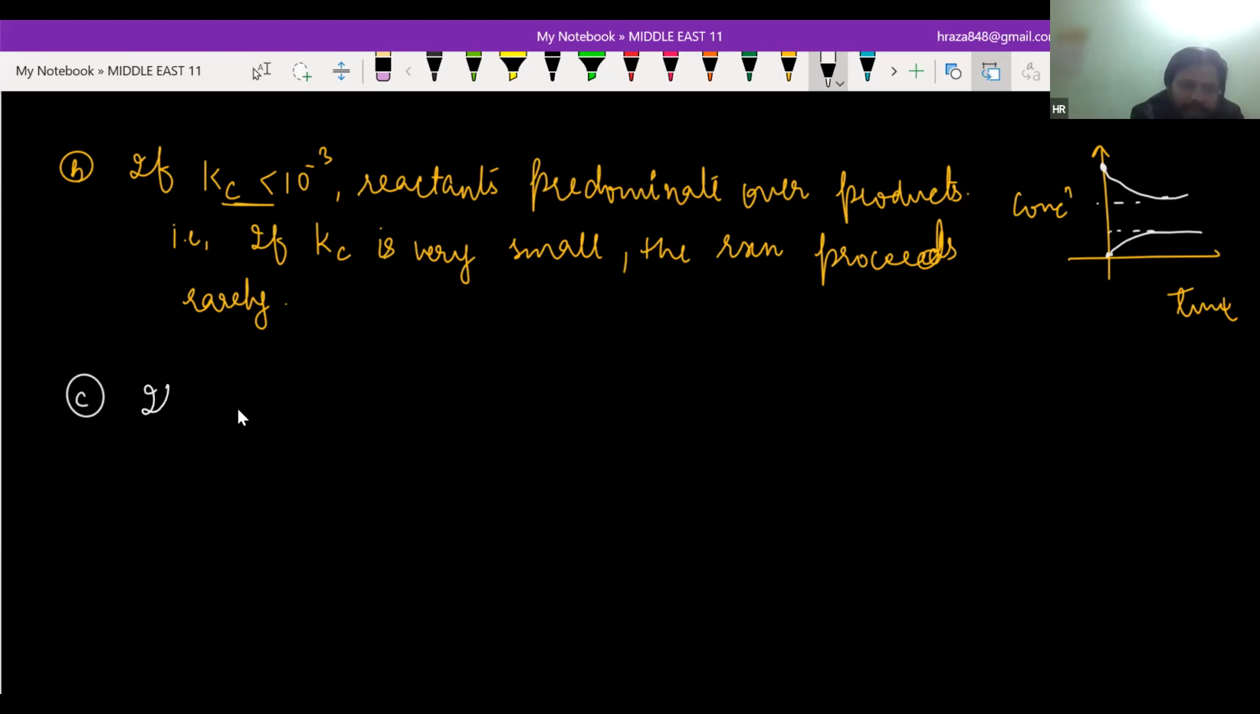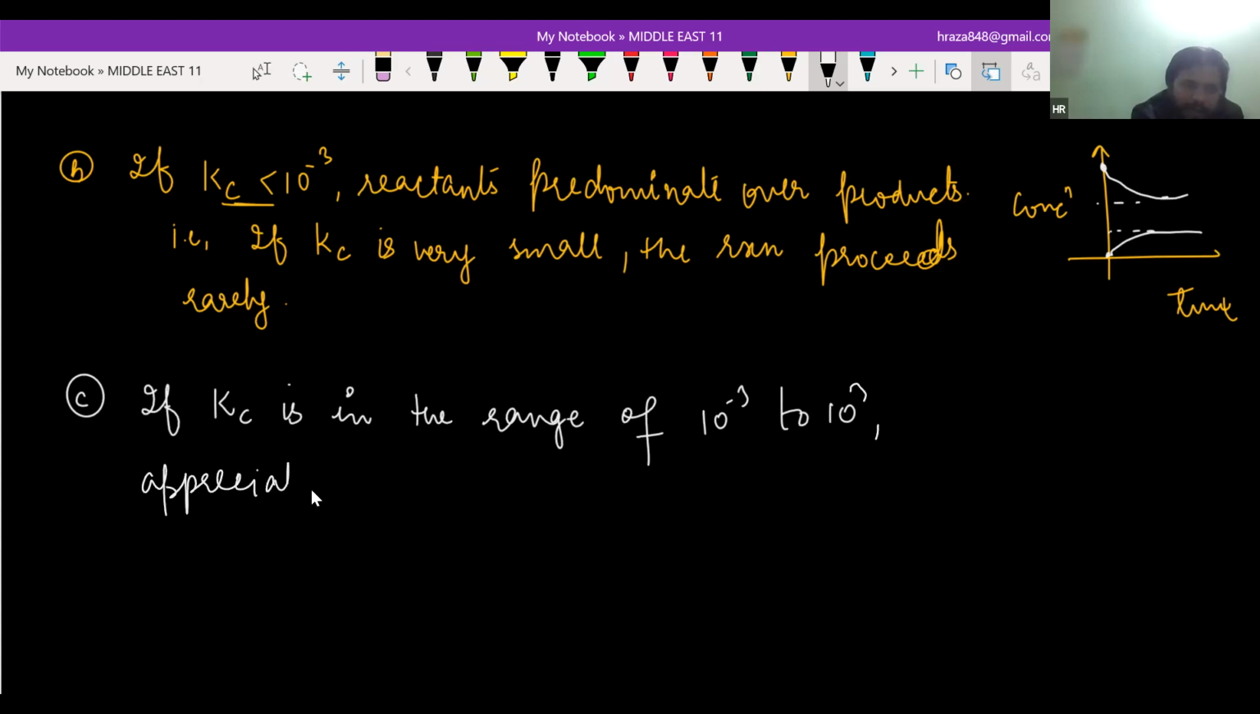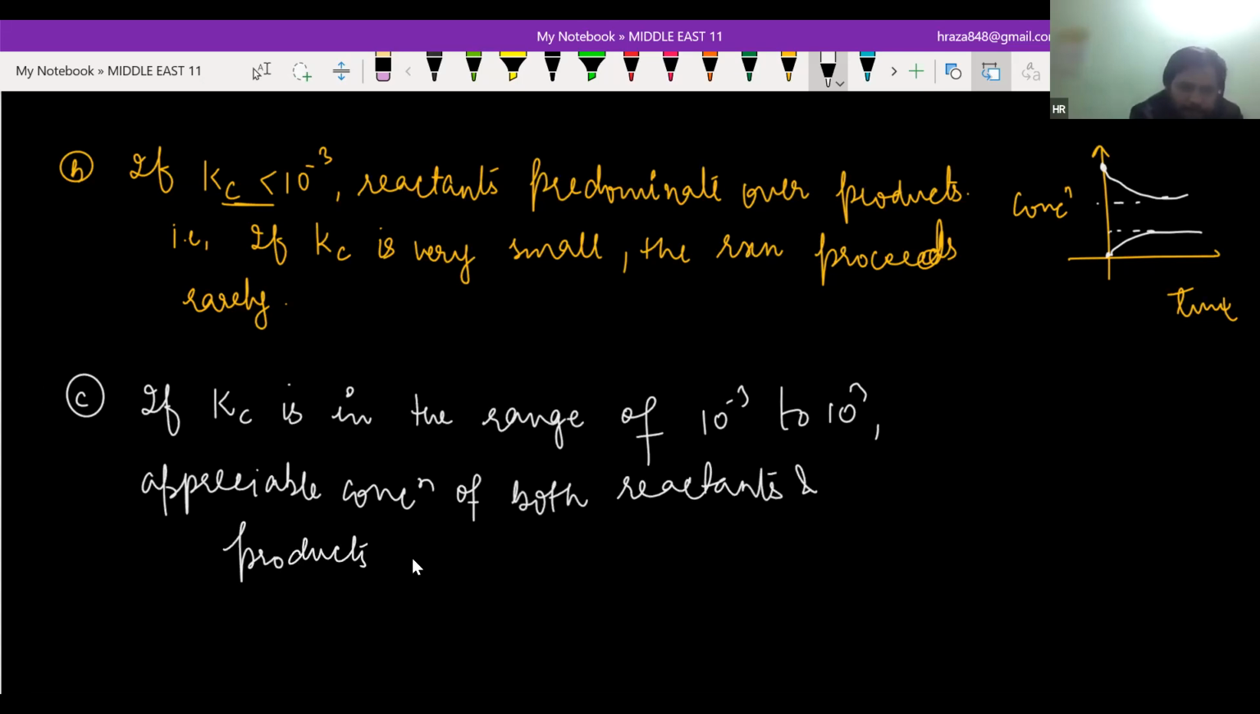And if Kc is in between these two, if Kc is in the range of 10 raised to the power minus 3 to 10 raised to the power 3, that means appreciable concentrations of both reactants and products. You can say almost equal. Appreciable reactants and products are present. This is the third case.